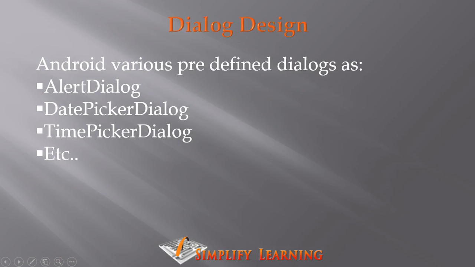There exist many predefined dialogs in Android, like the alert dialog that shows a title, buttons and a custom body layout. Date picker dialog, a dialog with a predefined UI that allows you to select a date. Time picker dialog, a dialog with a predefined UI that allows the user to select the time.